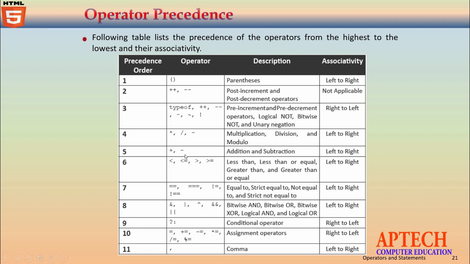Then subtraction and addition. Then greater than, less than, greater than or equal to, less than or equal to, strictly equal, strictly not equal, not equal to, then bitwise AND, bitwise OR, bitwise XOR, logical AND, OR, then the conditional operator, then the assignment operator, then comma. This is the series in which the system follows precedence. You just need to write your expression, the system will do it itself.